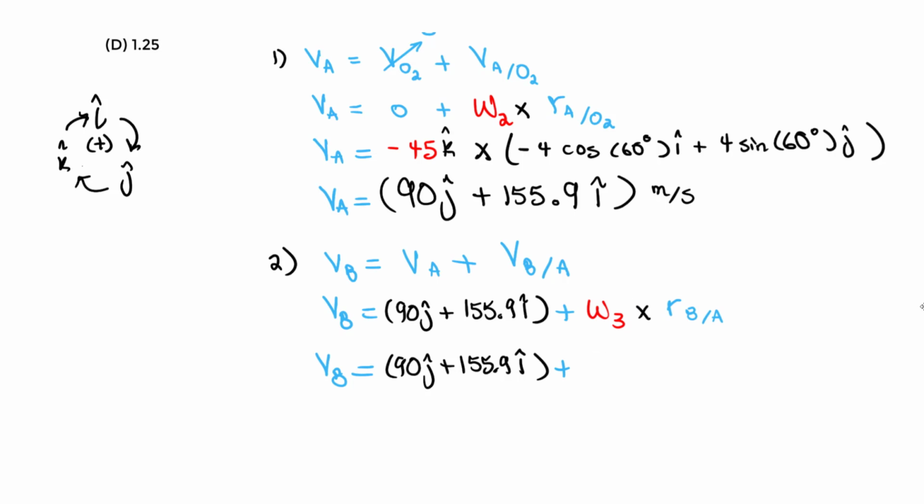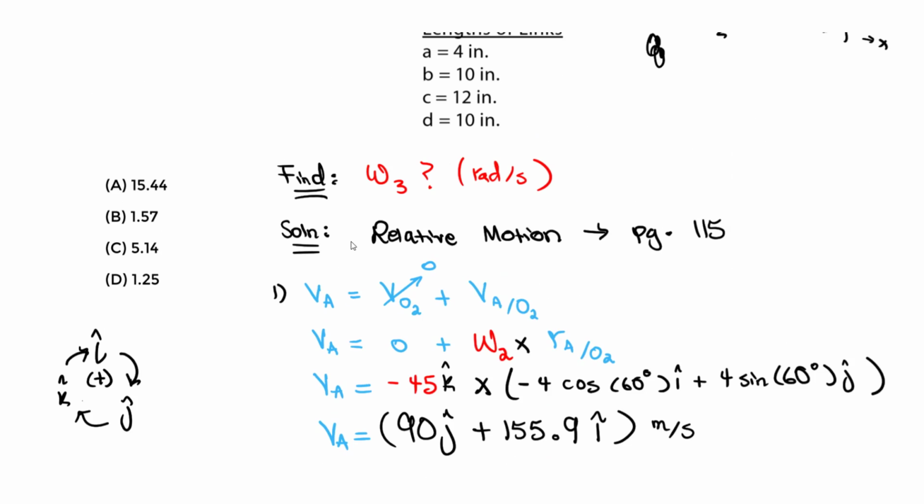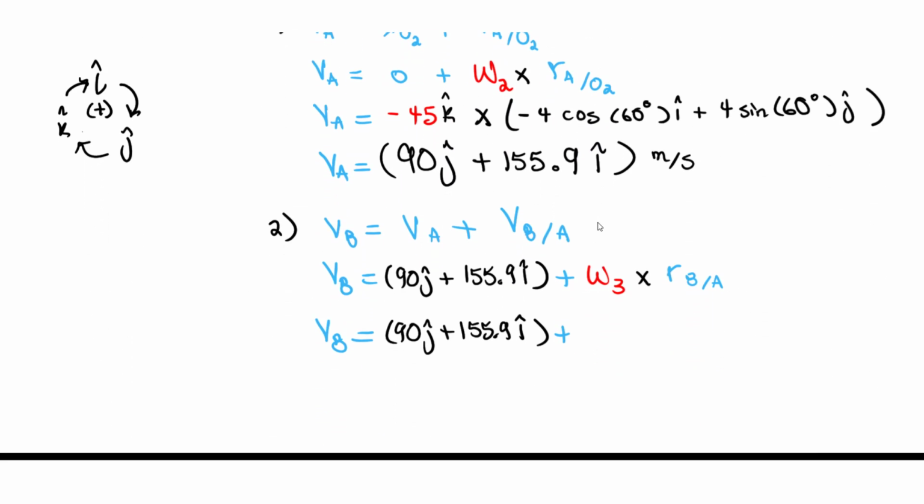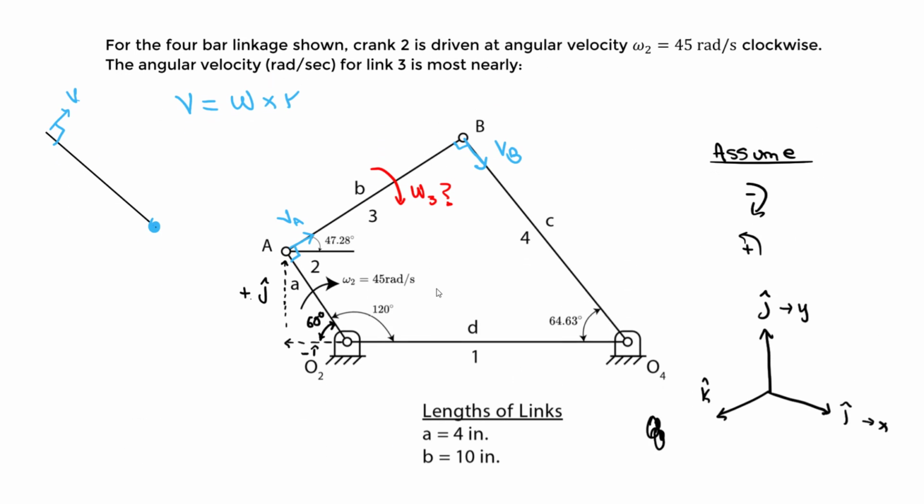Omega 3 is always in the K, and we're going to assume it's clockwise. So it's negative, right? Clockwise is negative K hat. So let me erase this and put negative in front. So it's negative omega 3 in the K hat direction, crossed with, this is a cross product, the position vector RBA. So let's do that, RBA.